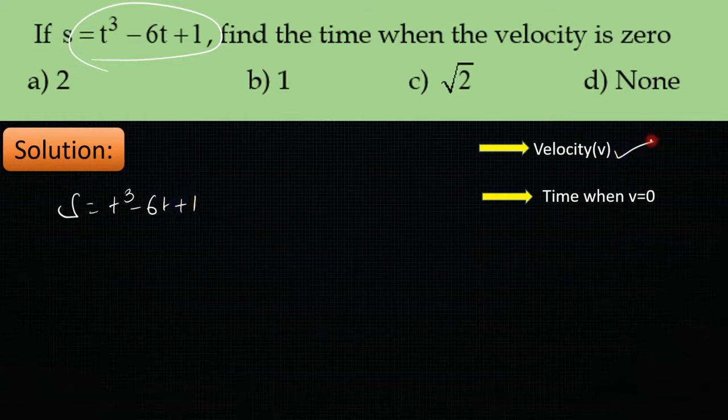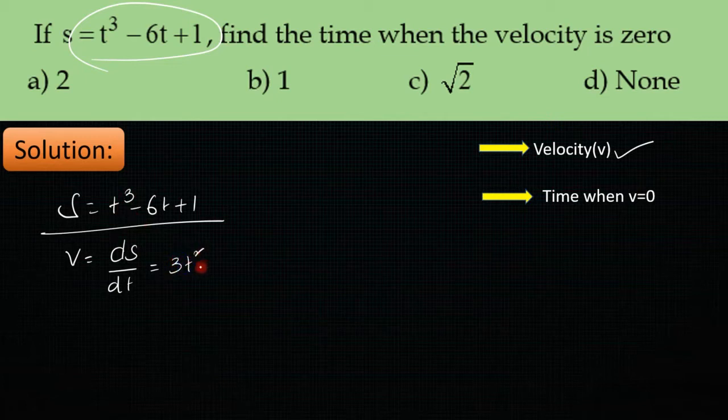Now, we find the velocity. V = ds/dt, that is differentiating s with respect to t on both sides, we get differentiation of t³ is 3t², minus differentiation of 6t is 6, plus differentiation of 1 is 0. Now we find the time when v = 0. Here v = 0.